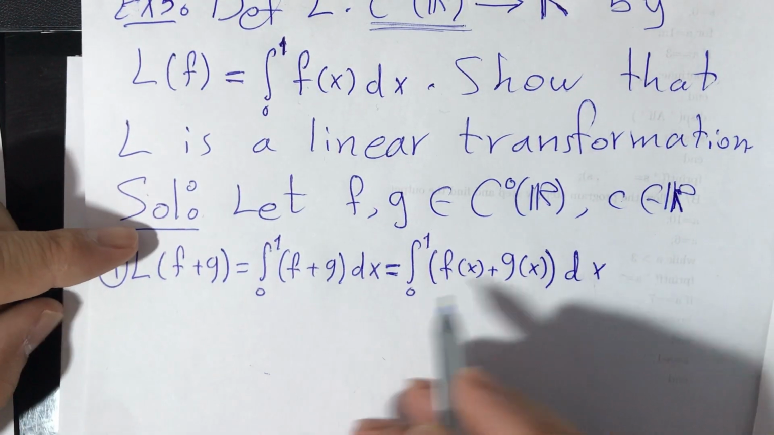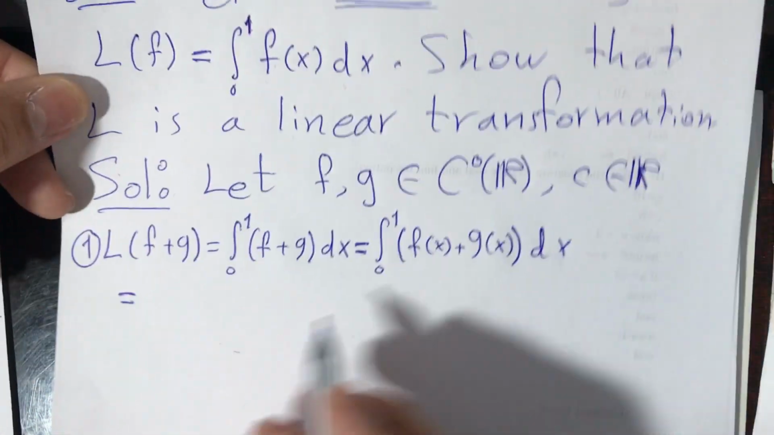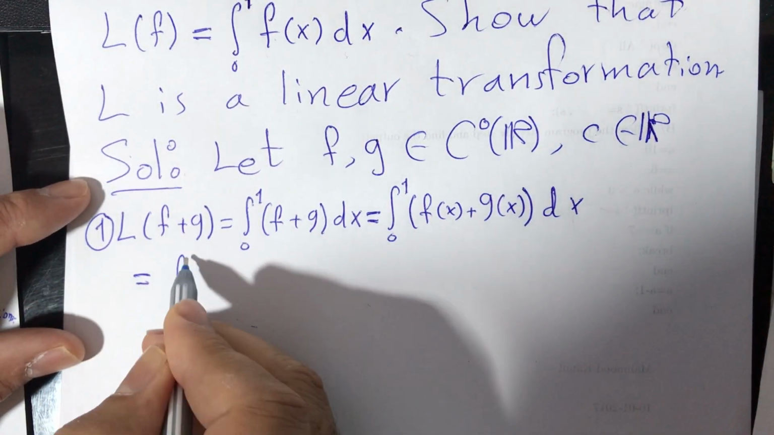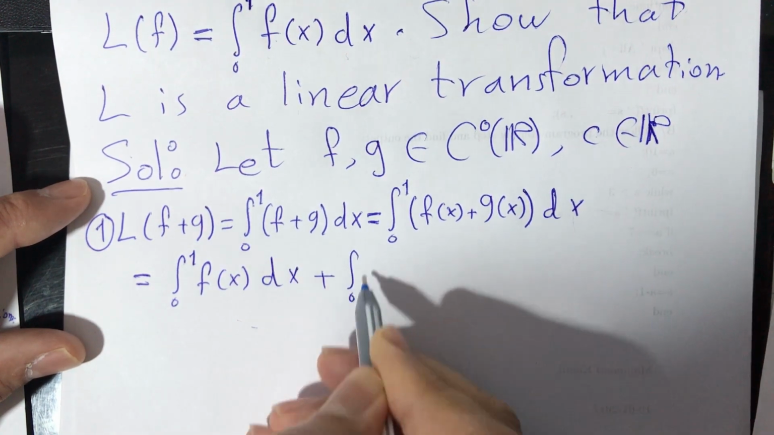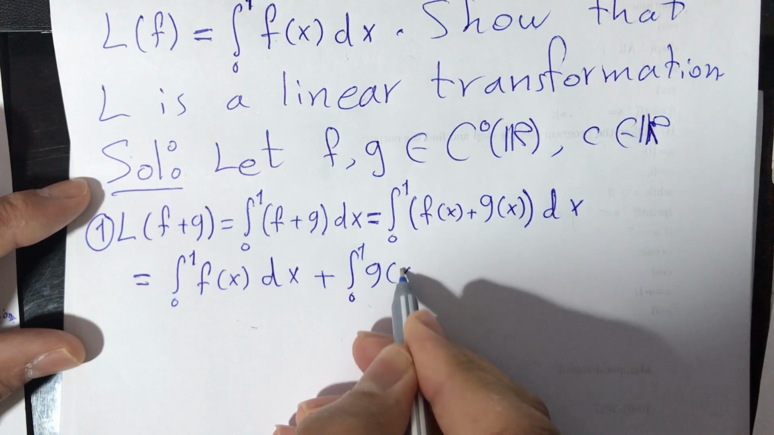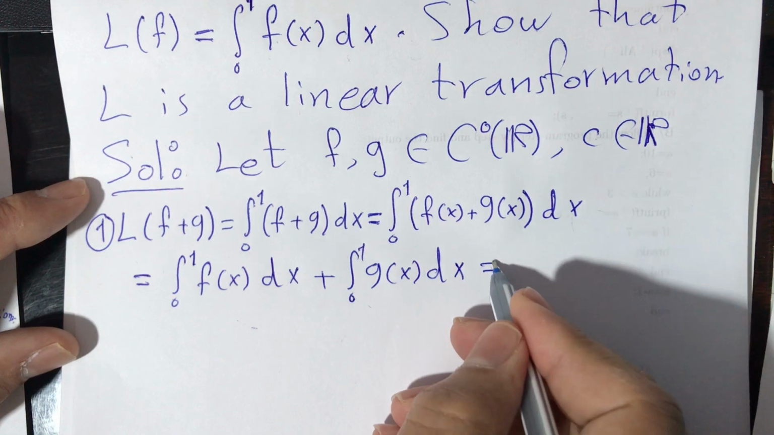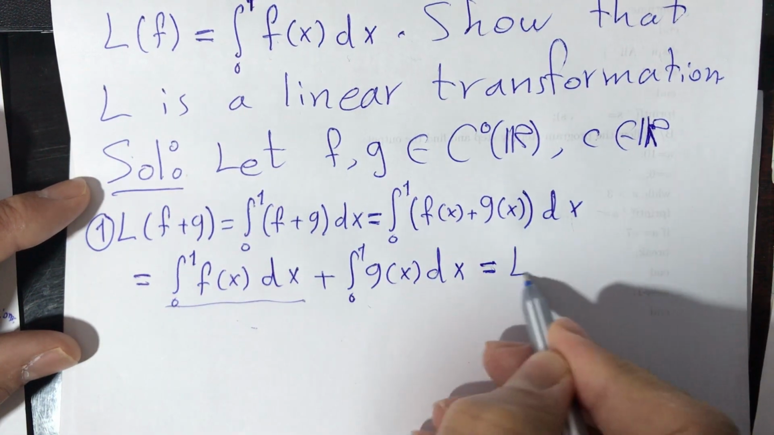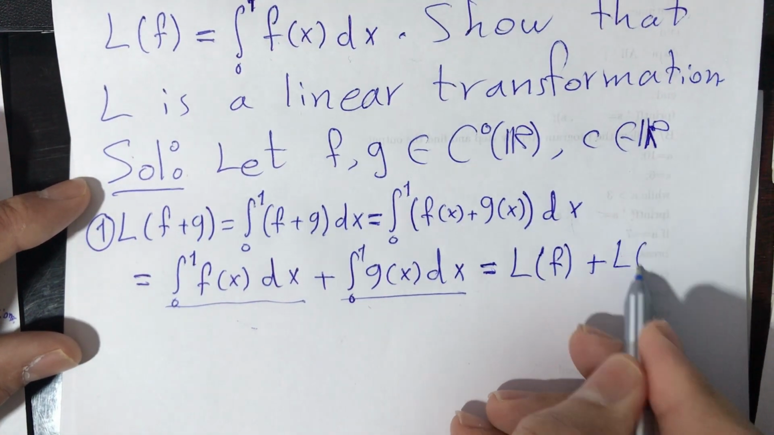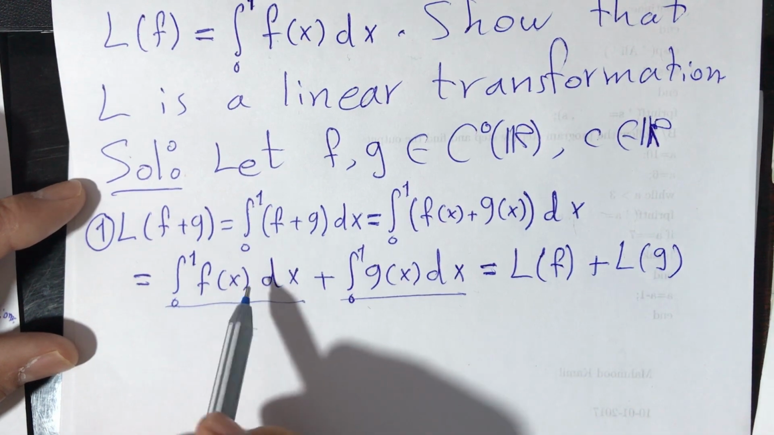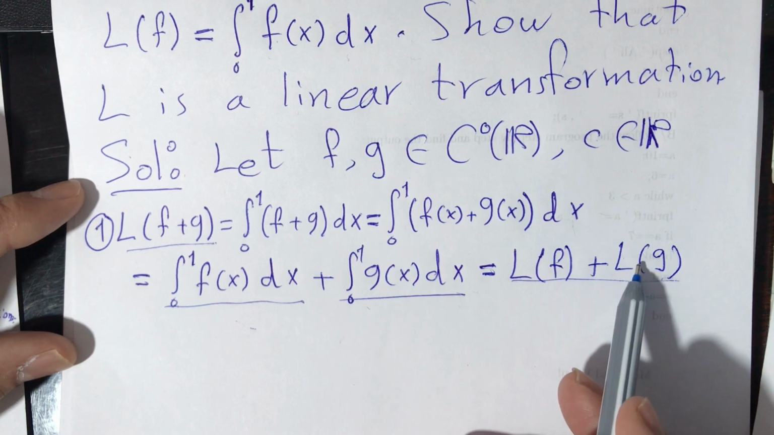And of course the integral can move here and here. This is equal to the integral from 0 to 1 of f of x dx plus the integral from 0 to 1 of g of x dx. And this is equal to L of f plus L of g. So I satisfy the first condition. L of f plus g is equal to L of f plus L of g.